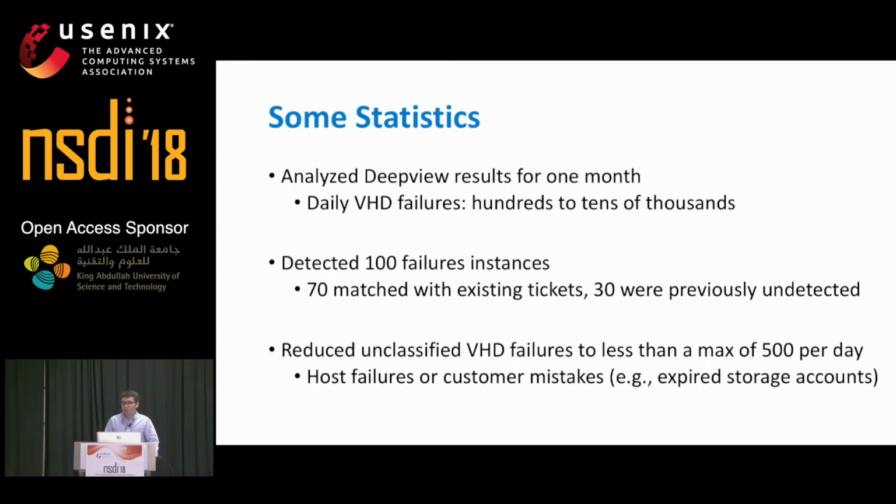To evaluate Deepview's effectiveness in production, we'll present some production case studies. Here are some simple statistics. We analyzed Deepview results for a month, where the daily number of VHD failures varies from hundreds to tens of thousands. Deepview is able to detect 100 failure instances, where 70 of them can be matched with existing tickets, while the rest were previously undetected. Deepview is able to reduce unclassified VHD failures from tens of thousands to a max of less than 500 per day. So for those remaining failures that we couldn't classify, they're mostly due to single host failures or customer mistakes. For example, customers trying to mount VHDs using expired storage accounts.